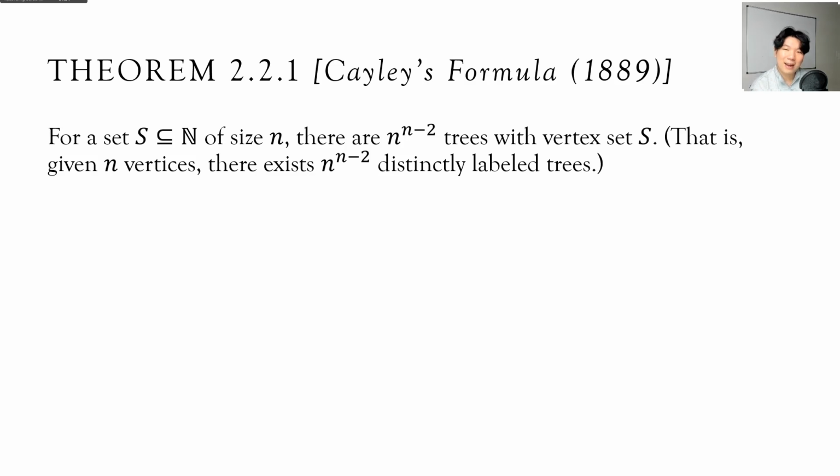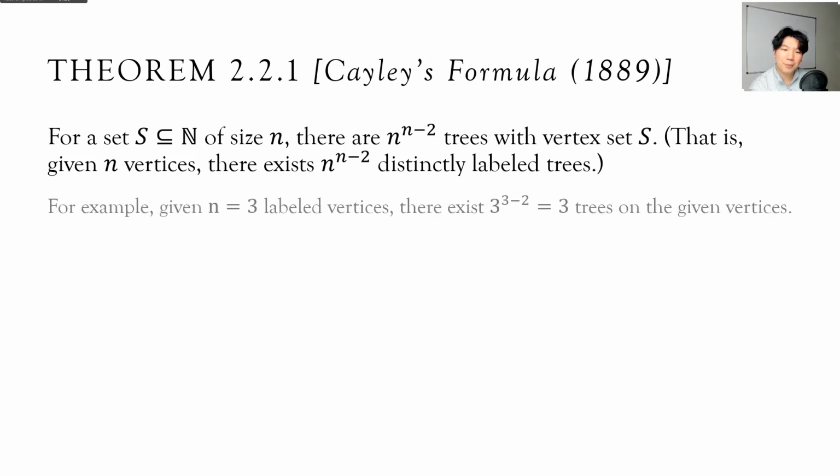So if I look at 3 vertices, for example, then if I have 3 labeled vertices, there should exist 3 to the 3 minus 2, or just 3 to the 1 power, trees on that given set of vertices. So for this case, we can prove it pretty quickly, actually. Here I have 3 vertices, and I may ask, how many different trees can I make from these 3 vertices, to be exact?